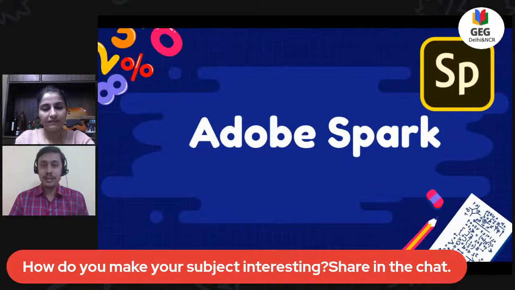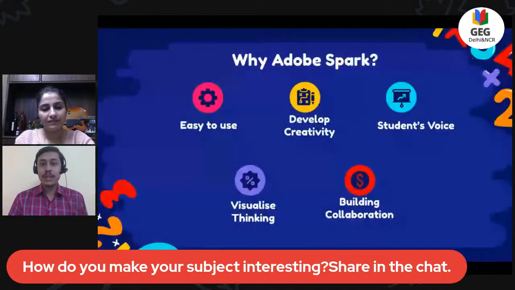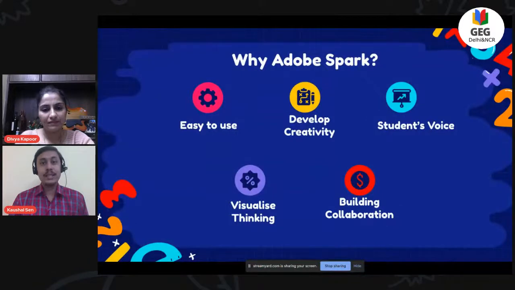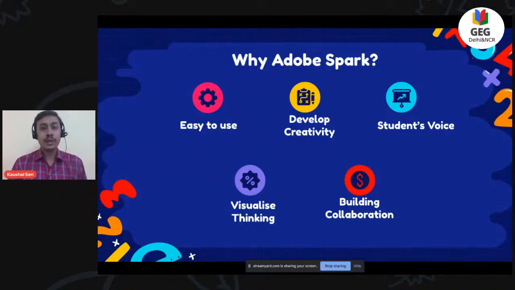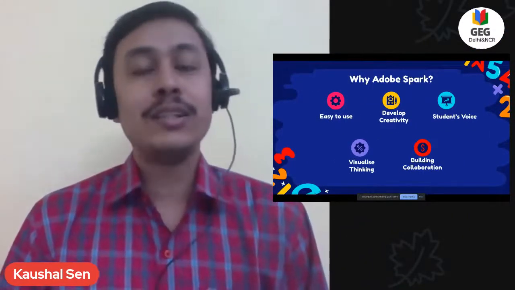Adobe Spark is a tool, and it is providing us three applications: Adobe Spark Post, Adobe Spark Web Page, and Adobe Spark Video. But why should we use Spark? Because it's an easy to use application. It is going to develop creativity amongst your students. It is going to provide students' voice. A lot of students do not say or speak something in your classroom, but with the help of web pages, videos, or posters, the students are going to present their thinking and present their voice through these applications.